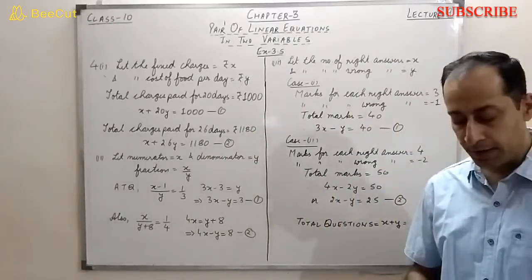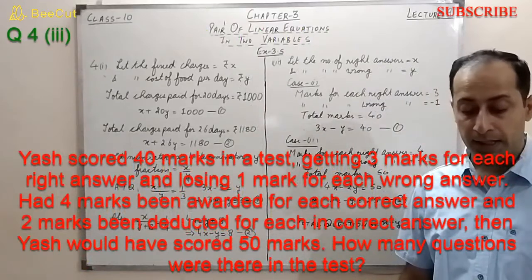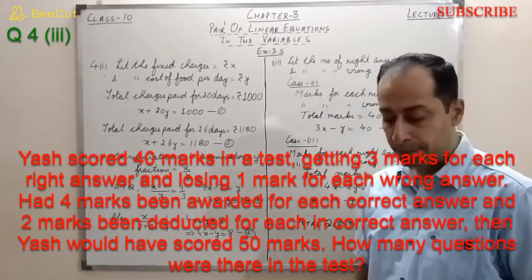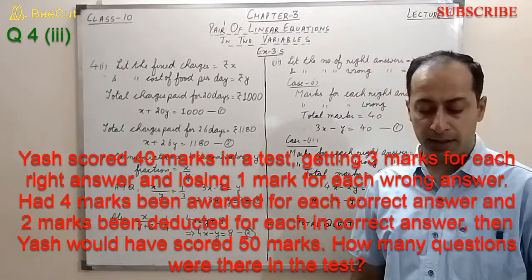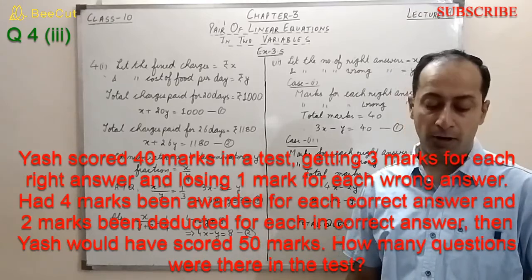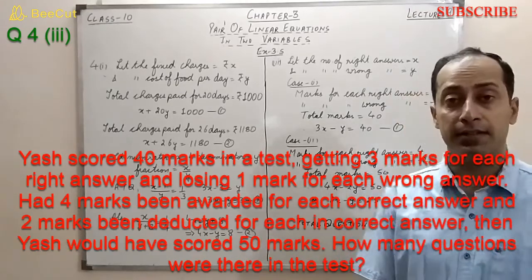Now the third part is given. Yash scored 40 marks in a test, getting 3 marks for each right answer and losing 1 mark for each wrong answer. Had 4 marks been awarded for each correct answer and 2 marks been deducted for each incorrect answer, then Yash would have scored 50 marks. How many questions were there in the test? Now what they have asked is the number of questions.